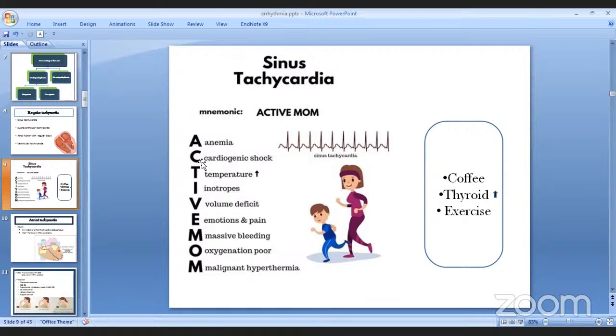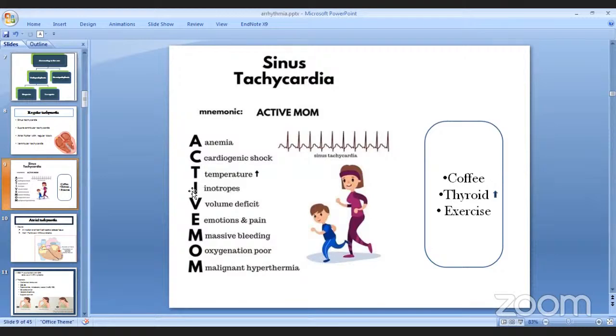That is why there is hyperdynamic circulation too. Cardiogenic shock also causes sinus tachycardia, because the heart is trying real hard to compensate. Increased temperature also causes sinus tachycardia. From C we also have coffee, which causes sympathetic stimulation. The most important phenomenon of sinus tachycardia is sympathetic stimulation, and we should not forget this. It stimulates the beta receptors of the heart lightly, causing tachycardia.